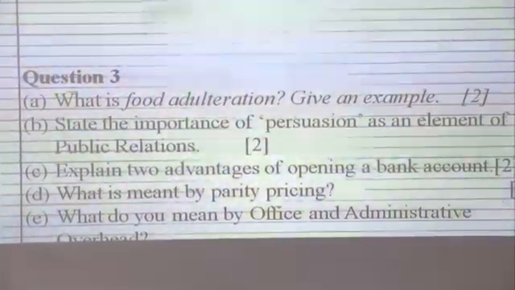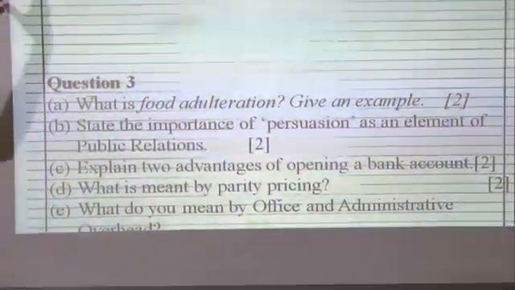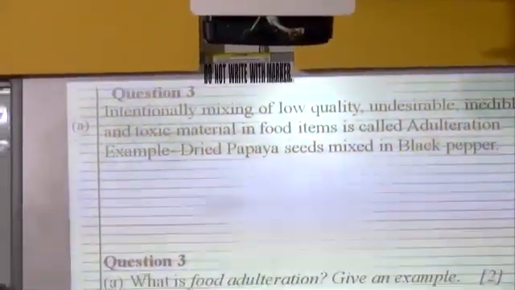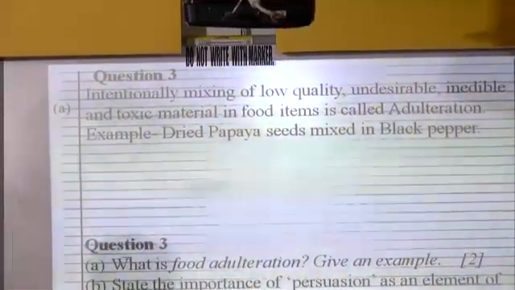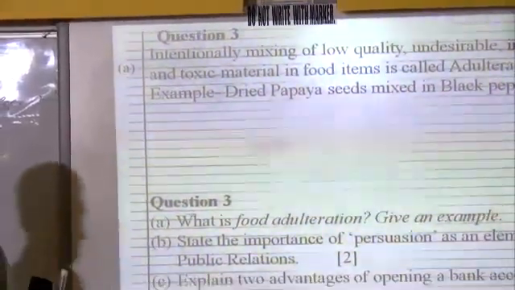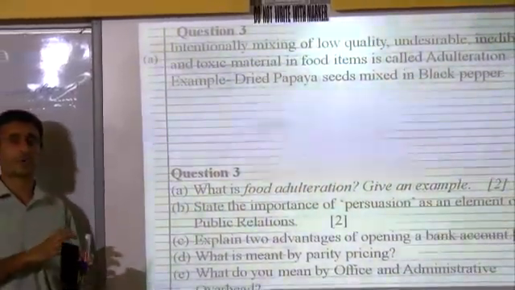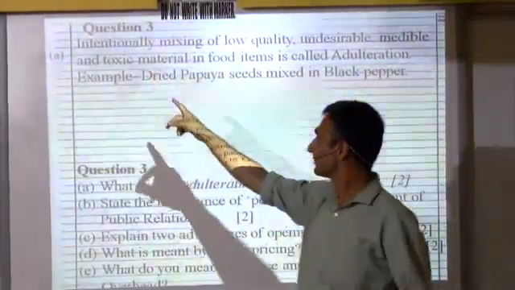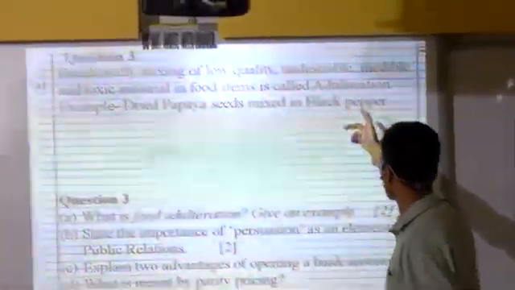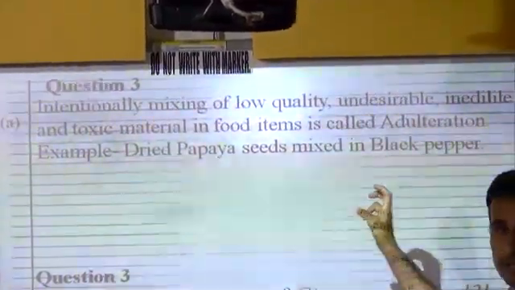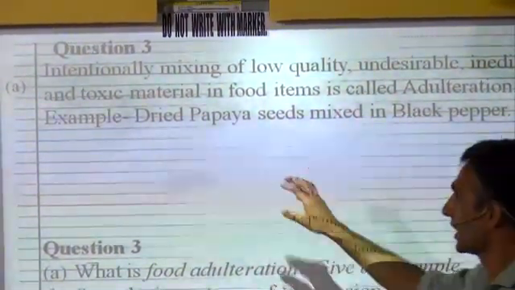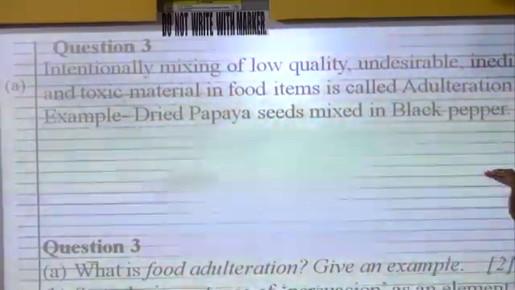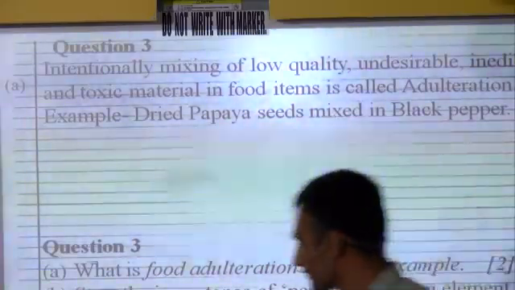So this is how the answers have been written here. What is food adulteration? Give an example. See guys, when you're writing the answers, use the keywords, right? Make your answer short and to the point. This is a 2 marks question. Do not write lengthy. Use the keywords. Look at the keywords used here: intentionally, low quality, undesirable, inedible. These are the keywords, guys. This is what you are going to use. Example given here: dried papaya seeds mixed in black pepper. That's an example, right?